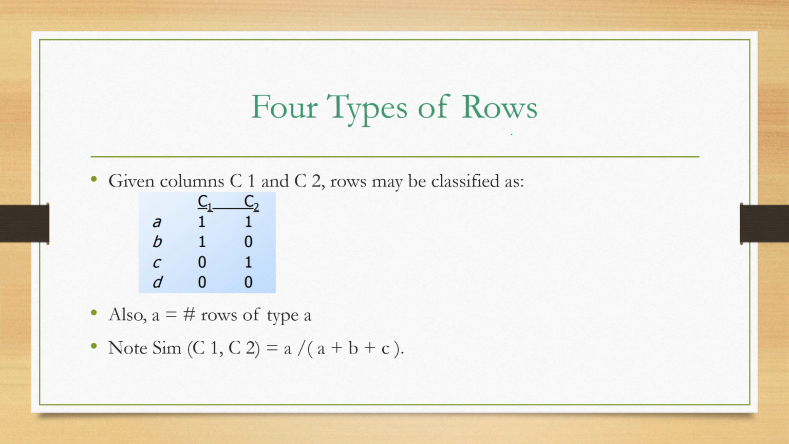So basically there can be 4 types of rows when you consider a column representation: 1 1, 1 0, 0 1 or 0 0. So if there are two columns, these are the only possible values. And the row where both are 1 1, say we mark it with A, because these are the ones which we are considering. And this D row, 0 0, is never considered. So the similarity between C1 and C2 is given by A divided by A plus B plus C.